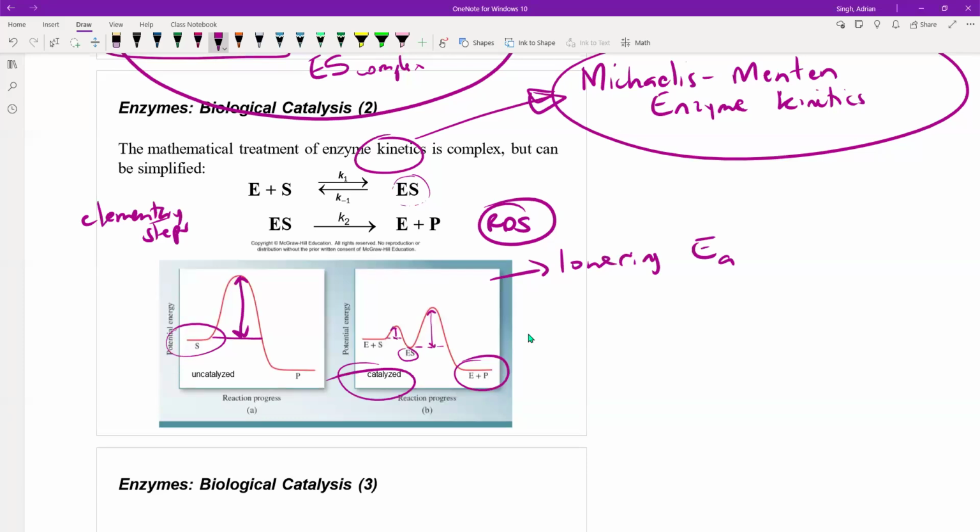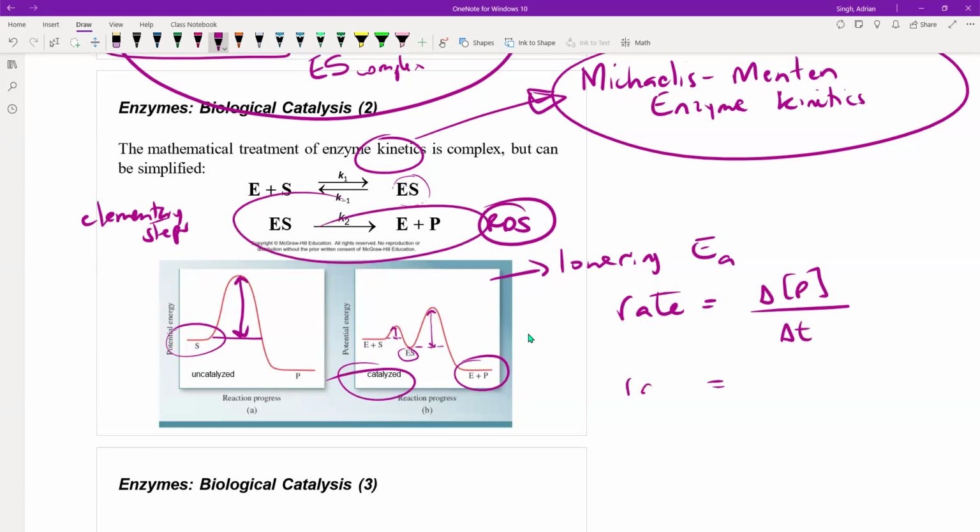So in general, we can write the rate of such a reaction by saying the rate is equal to the change in the concentration of the product over the change in time. And then this being the rate determining step, we can say the rate is also equal to a rate constant times the concentration of the enzyme substrate complex, right? The activation energy here is higher, so that's the slow step in this particular reaction mechanism.